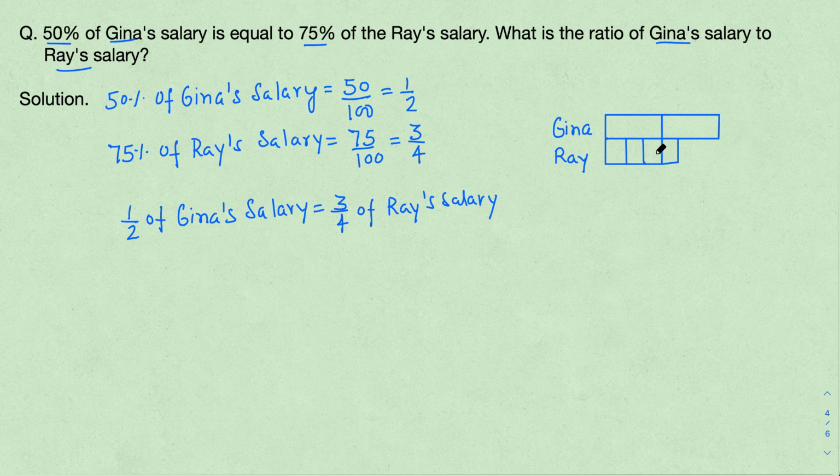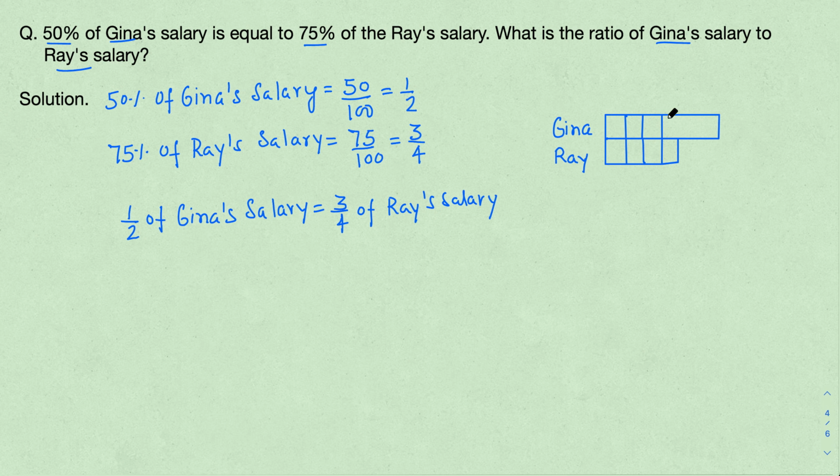So what we can do here is that we can further divide Gina's salary, right? This part of Gina's salary into three equal parts, so that 3 units of Gina becomes equal to 3 units of Ray's. So let's do that. Let's divide this part of Gina's salary also into 3 equal parts. Now you see here, the 3 units of Gina's salary is equal to 3 units of Ray's.